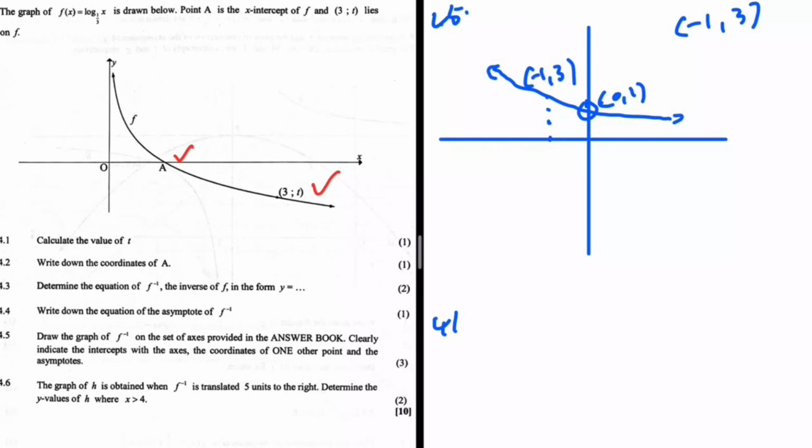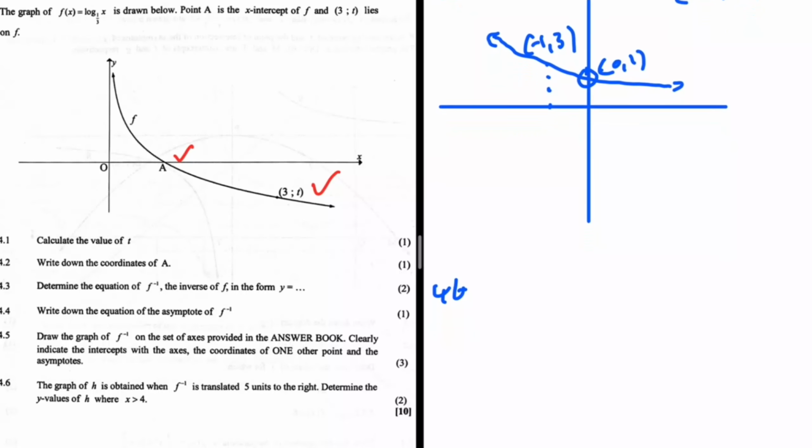Then 4.6. The graph of h is obtained when f inverse is translated 5 units to the right. Determine the values of h where x is greater than 4.